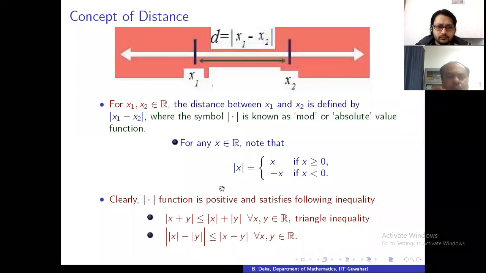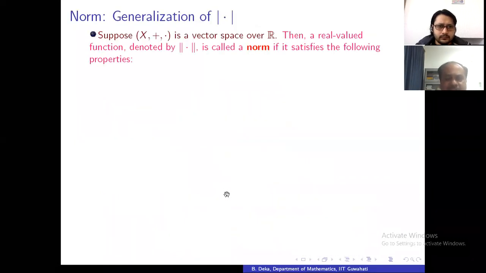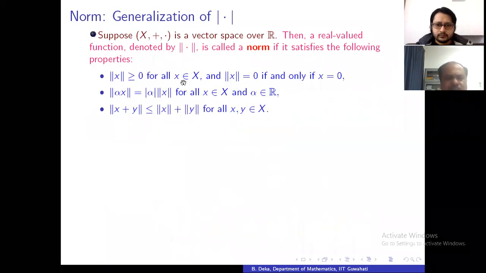So now we wish to copy this property to a general vector space. We have a tool to measure the distance between two points in R, and that tool we wish to generalize to define the distance between two functions, two continuous functions. To do that, we have to generalize the notion of magnitude. It is generalized by a real valued function denoted by this symbol, and it is called a norm, and it satisfies certain conditions, like your mod function.